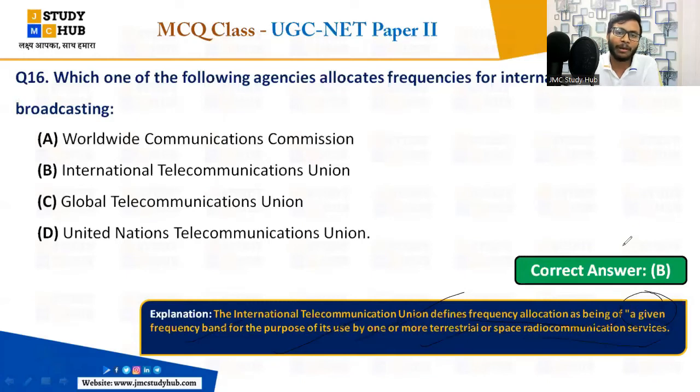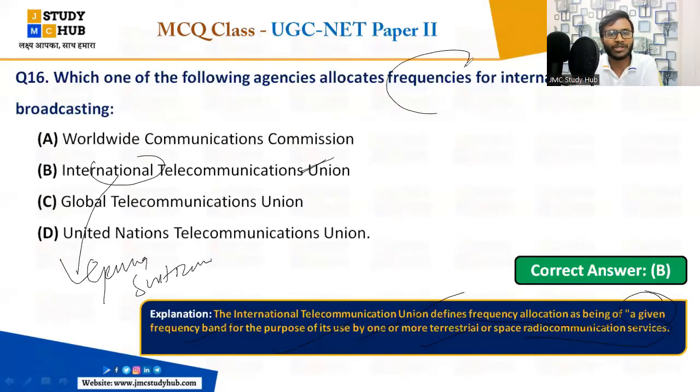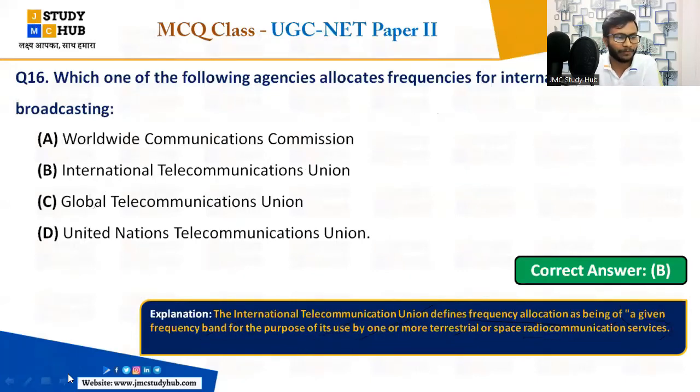So jo bhi aap dhyan rakhenge, ITU jo hai, jiska headquarter kahan hai? Geneva, Switzerland. Yes, very good. Geneva, Switzerland mein iska headquarter hai, and also it allocates the frequency for international broadcasting. Okay, chaliye. All clear? Chaliye. Okay.